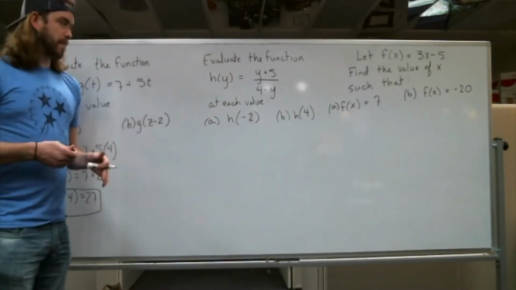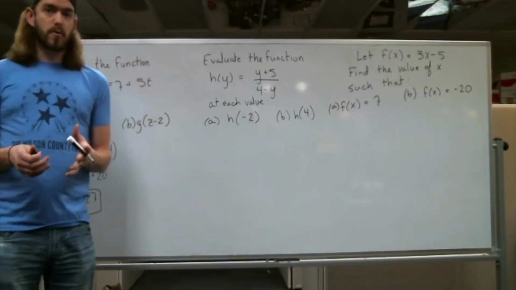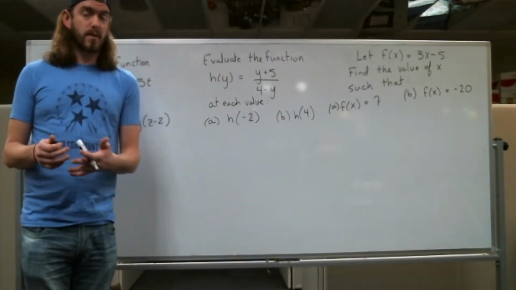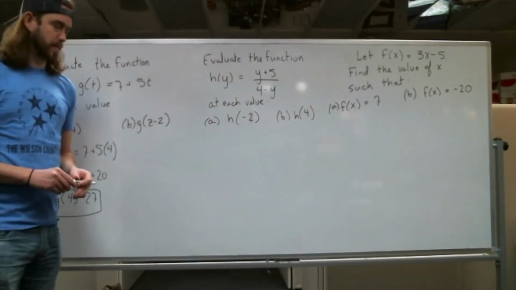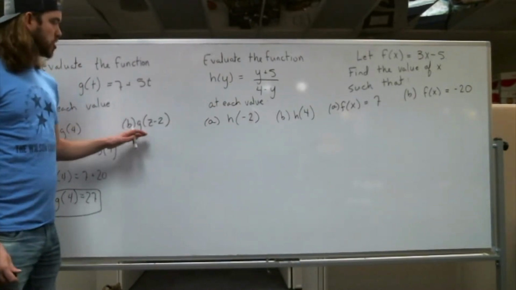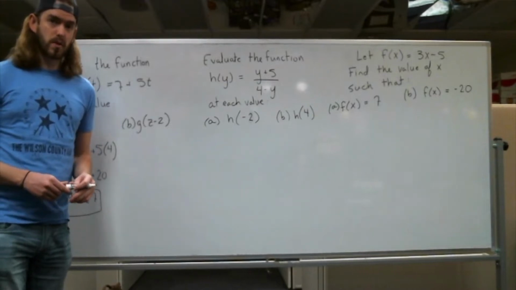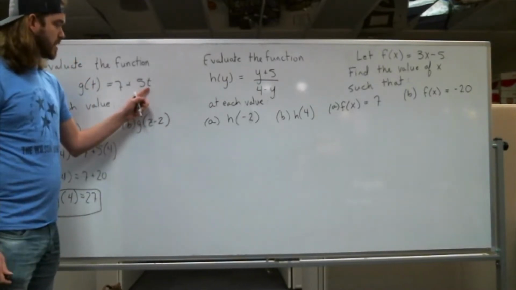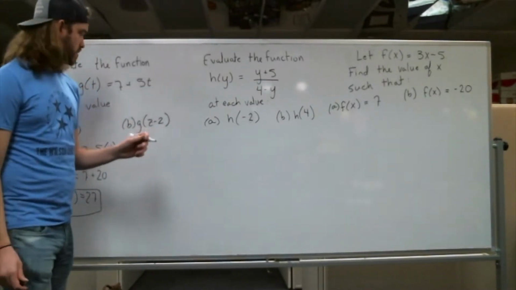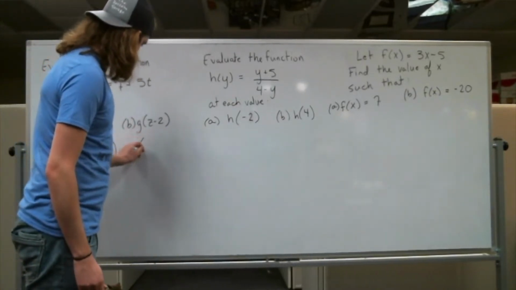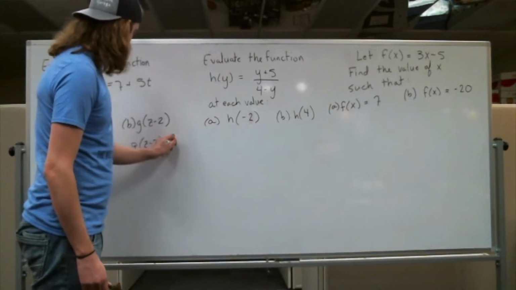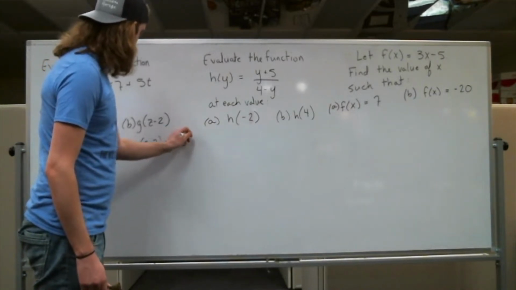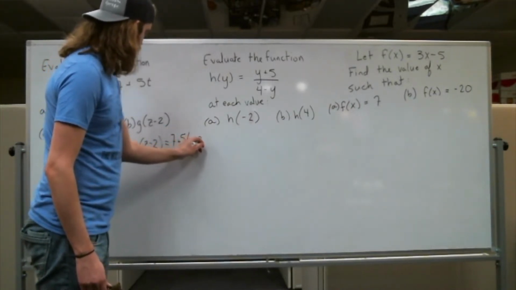For our next example, you're not always going to have just numbers though, so you may not be able to simplify it to a single number like we did in the last problem. In this second part of this example, we're going to have g of z minus 2. So we're going to replace the t with z minus 2 in this case. So let's go ahead and try that. So g of z minus 2 is equal to 7 plus 5 times z minus 2.